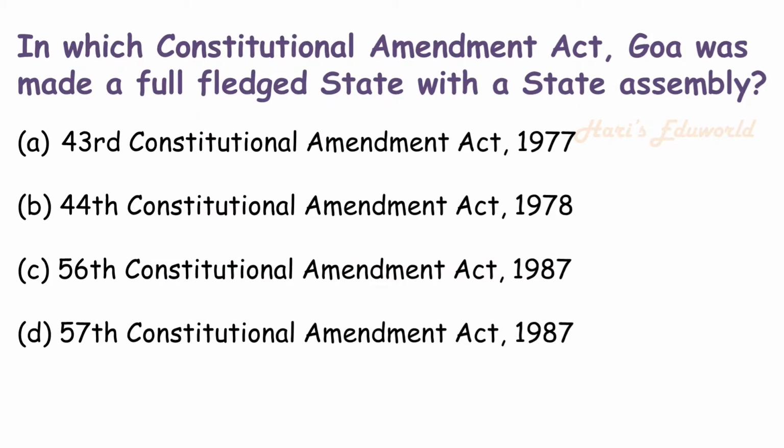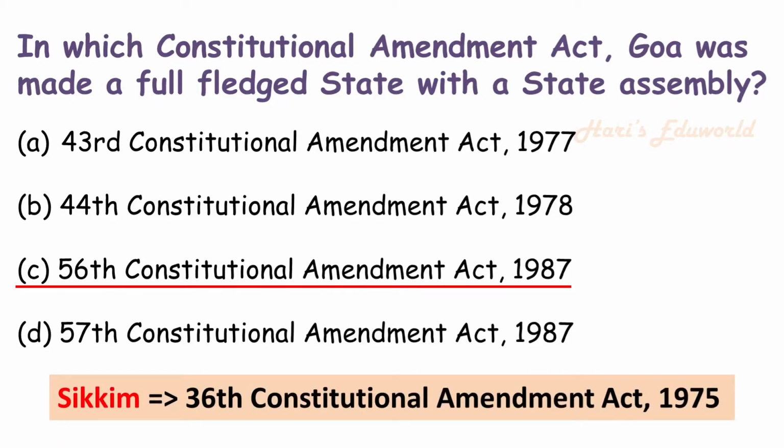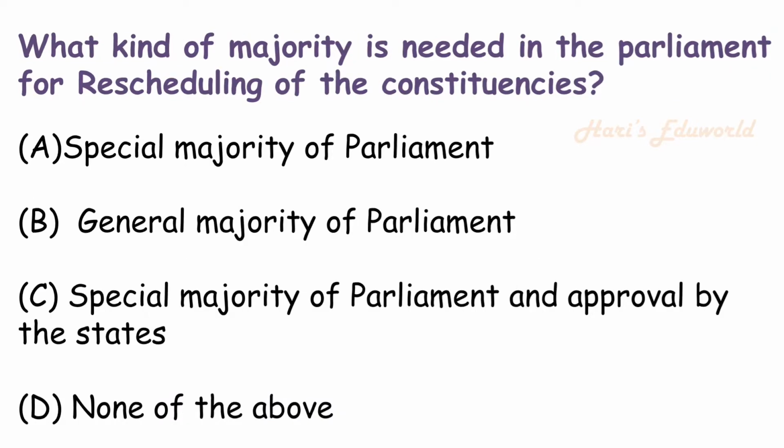In which Constitutional Amendment Act Goa was made a full-fledged state with a state assembly? Answer option C, 56th Constitutional Amendment Act 1987. And the Amendment Act related to the formation of state Sikkim is the 36th Constitutional Amendment Act 1975. What kind of majority is needed in the parliament for rescheduling of the constituencies? Answer option B, general majority of parliament.